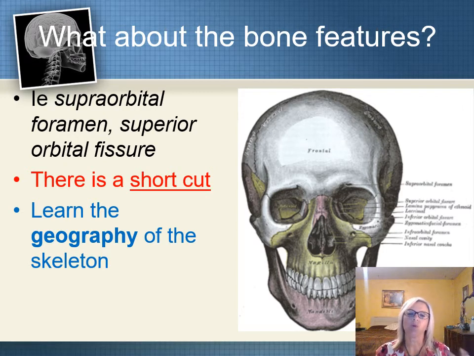So supraorbital foramen. If we understand, and I use this example a lot, sometimes I say superior. Superior and supra have the same meaning. Supra means above, all right? So we're looking above something. Well, we're looking above the orbit, okay? So this is telling me to look above the orbit. So I know I'm looking above the eye orbit.